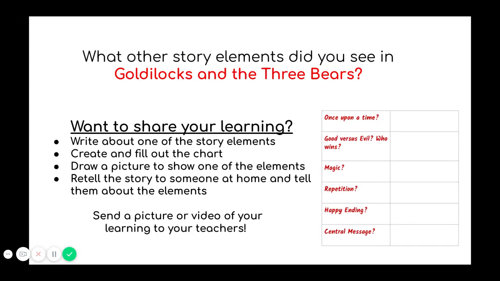So, to share your learning, what we want you to do: write about one of the story elements, create and fill out your own chart, just like I showed, draw a picture to show one of the elements of a fairy tale, or retell the story to someone at home and tell them about the elements. We would love for you to send a picture or a video of your learning to your teachers. Thanks.